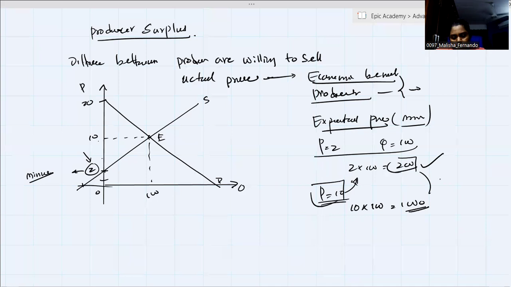So now you can identify this is the amount he can earn as non-expected earnings. Isn't it? Yes. He didn't expect something like that. He expected only just 200.